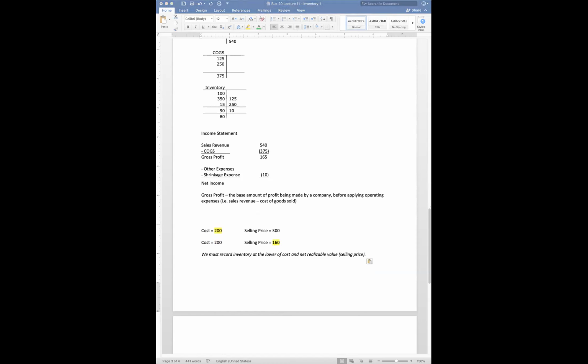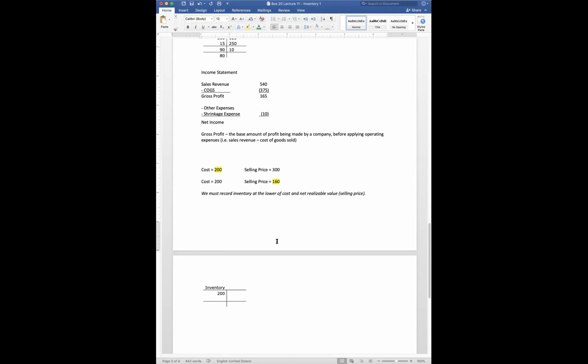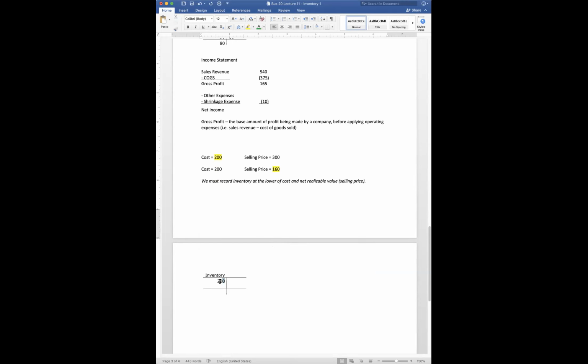Okay, so if we think about this situation, the T account for inventory, I'll put that on the next page. The T account for inventory has $200 in it because that's the cost. That's what we paid when we purchased it. But we want to have $160 in there at the end of the year. So how are we going to get from 200 to 160? Well, the answer is we are going to have to credit for $40.